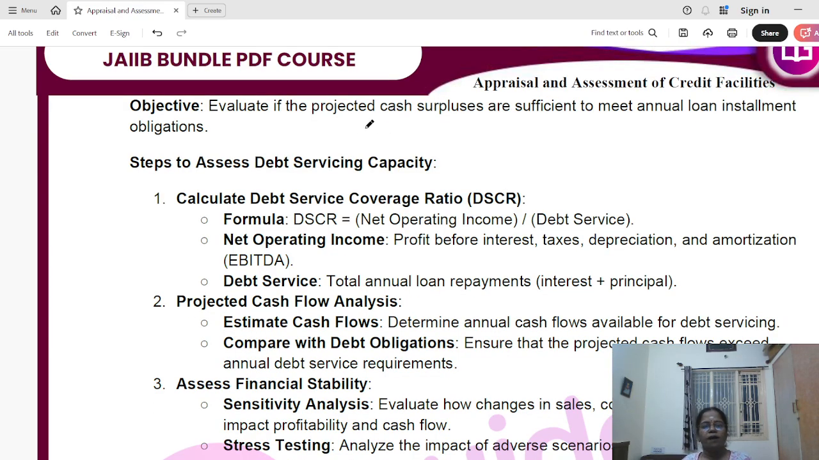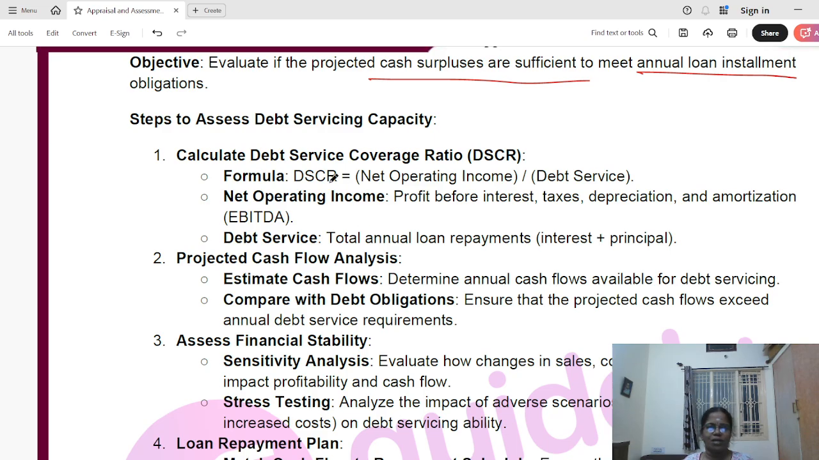So evaluate whether the projected cash surplus is sufficient to meet the annual loan installment. Can they pay that loan installment? The steps are that they have to calculate the debt service coverage ratio. Formula: net operating income divided by debt service. Net operating income is profit before interest, tax, depreciation and amortization, EBITDA, earnings before interest, tax, depreciation and amortization. After paying all these, how much they have in hand, whether there is profit, and based on the total annual loan repayment, interest plus principal, how they pay the interest and principal.